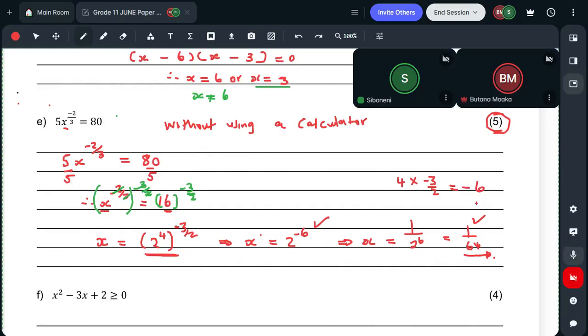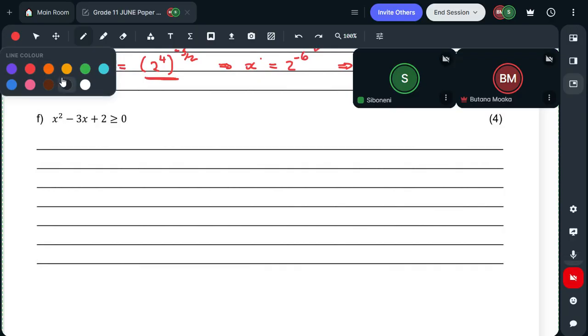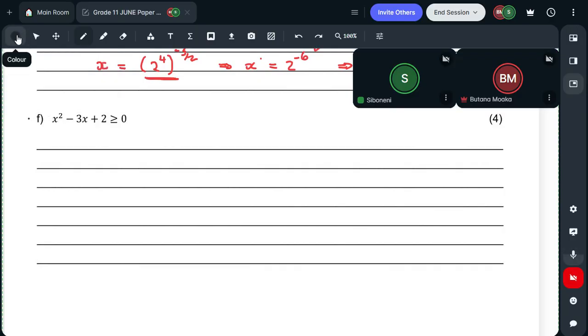Are you happy with the solution? Do you have any question? No. Okay. 100%. Remember last time we talked about an inequality. So I think it's best if you try and solve this one. Let's see if you remember what we did on inequalities. Can you try work on this one? Okay.